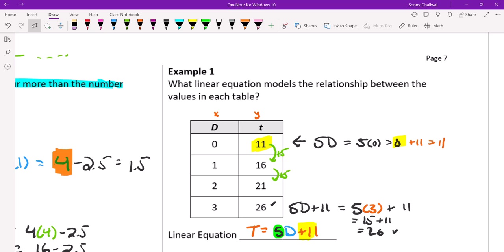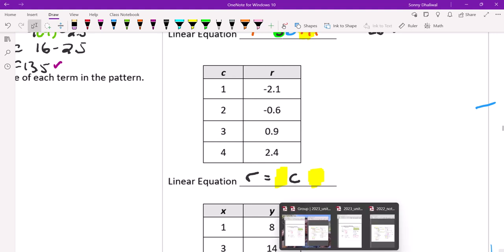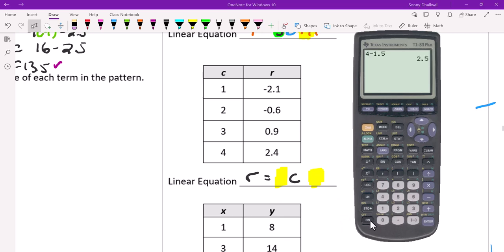21 minus 16 is 5. So if you can't see the difference in your mind, use your calculator to do the difference. Yes? 1.5, right? So just to show it here, difference is second number minus first number, so you have negative 0.6 minus your first number, negative 2.1, 1.5. Right? So if you don't see it, just calculate it. Use your calculator to do the difference.